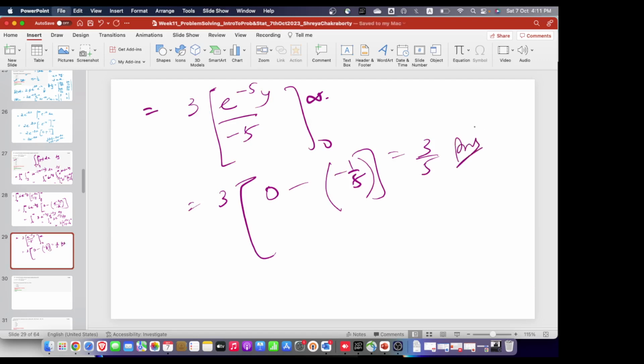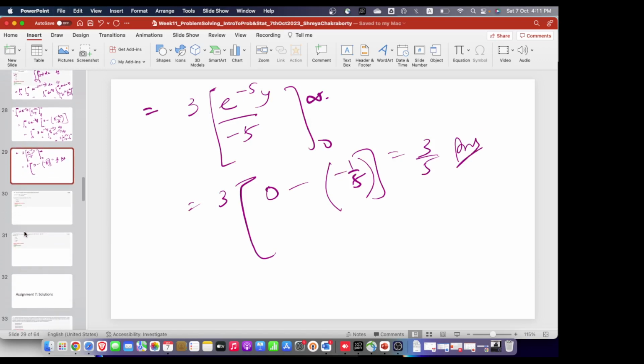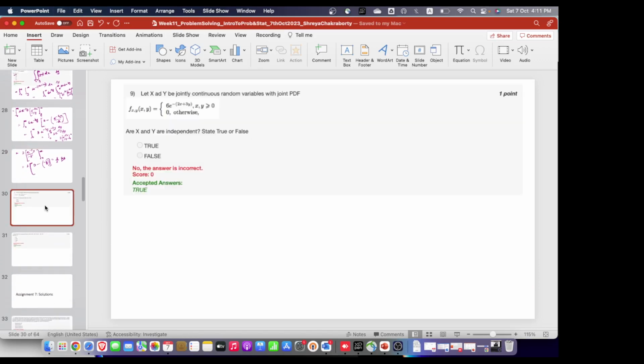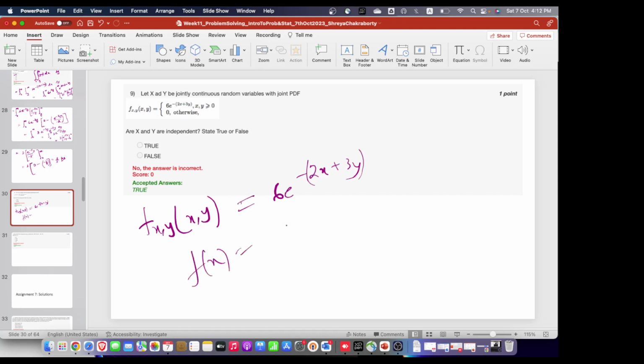Alright, so let us move on to the next one. Now they are asking, let x and y be jointly continuous, are x and y independent, true or false? If fxy is 6e^(-2x+3y), then fx is the integration of 6e^(-2x+3y) over dy, this will come as 2e to the power minus 2x.